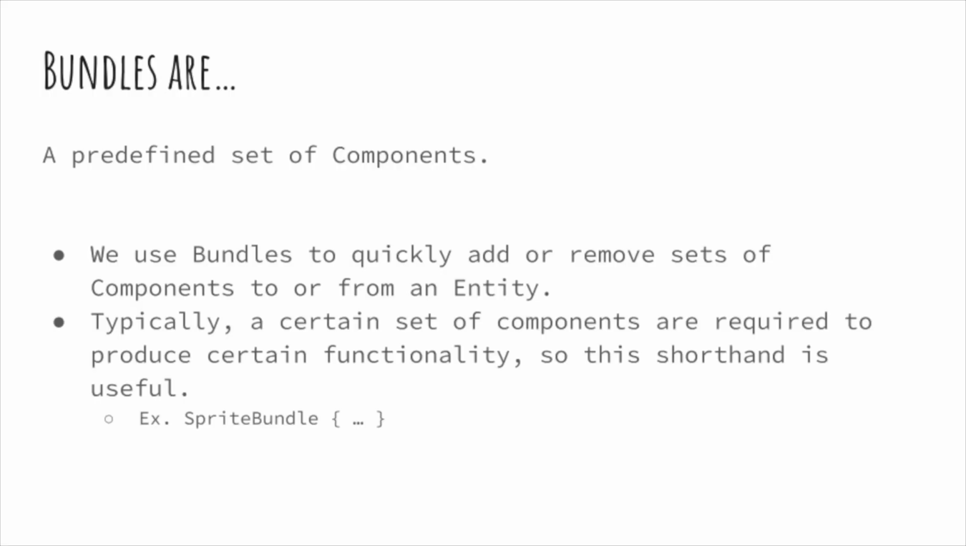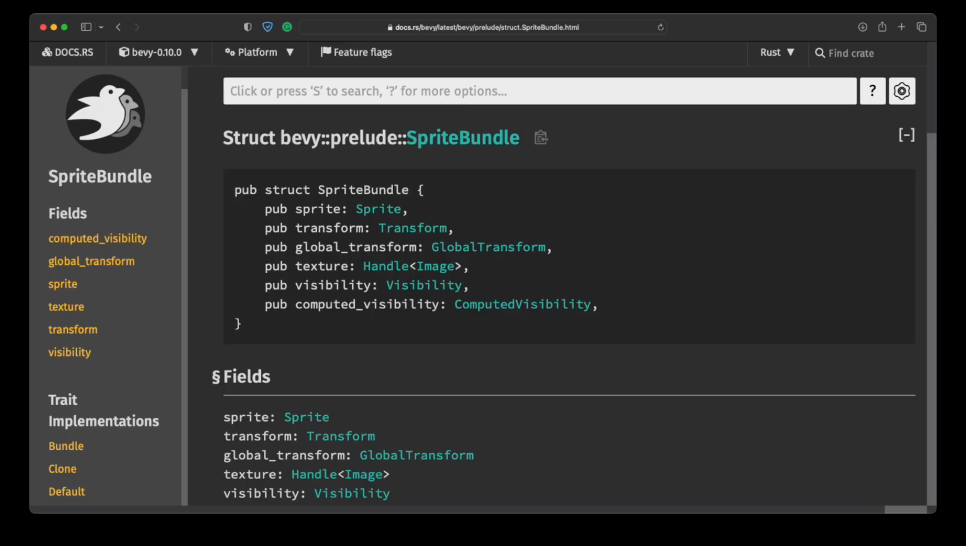Why use a bundle? Bundles are used as a shorthand to easily and quickly add and remove sets of components to or from an entity. Typically, this is because a certain set of components are all required to be attached to an entity in order to have certain functionality. For example, to have a 2D sprite rendered on screen in our game, we need each of the components provided by the sprite bundle.